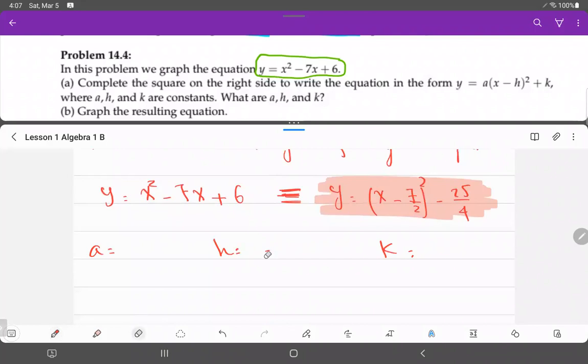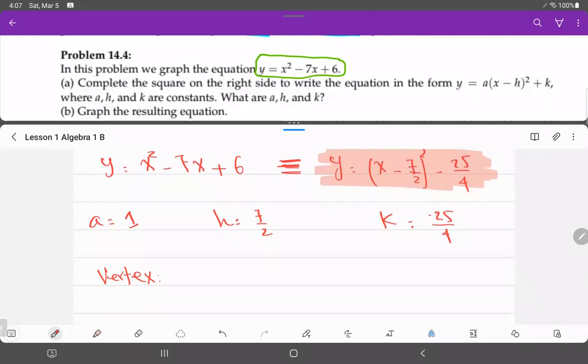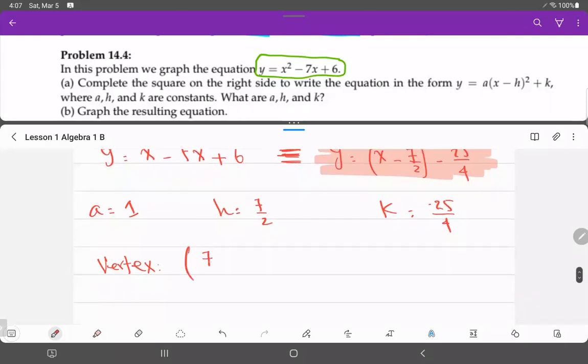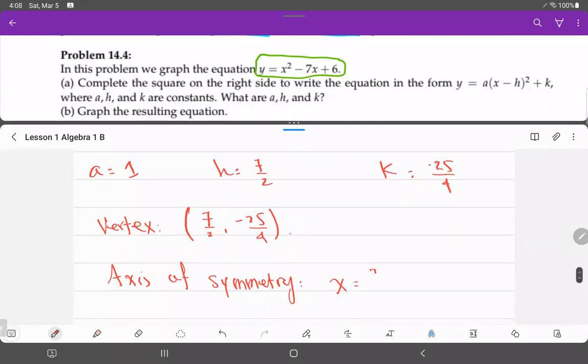A is 1. Okay. H is 7/2. And K is negative 25/4. Thank you. Who can tell me what is the vertex? The vertex is 7/2 comma negative 25/4. What is the axis of symmetry? X equals 7/2.